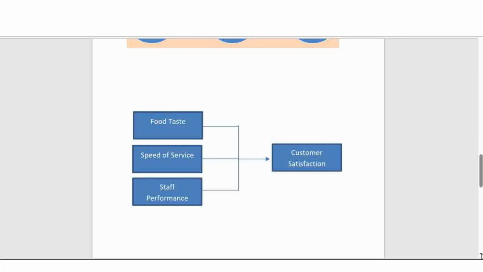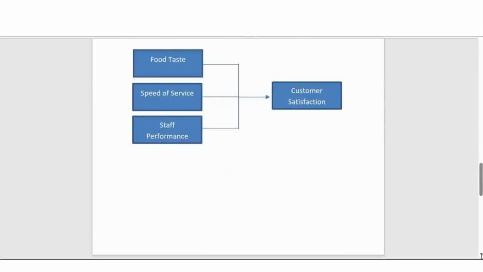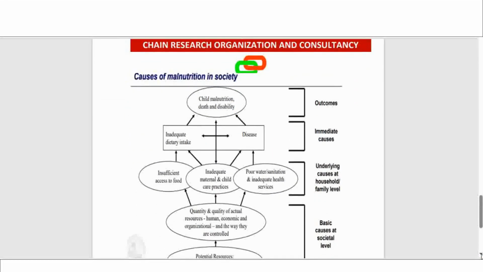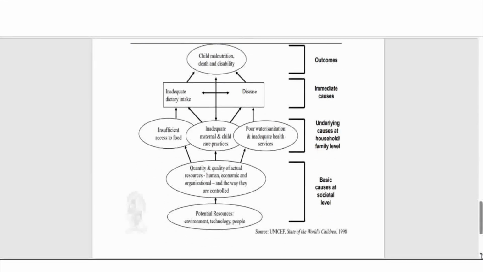Okay, so here is another example of a more complicated framework. As you can see here, there are outcomes, immediate causes, underlying causes at household and family level, basic causes at society level. So they are all pointing at child malnutrition, death, and disability. The source of this is the United Nations International Children's Emergency Fund, 1998.